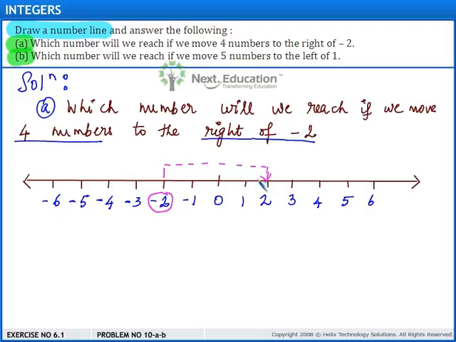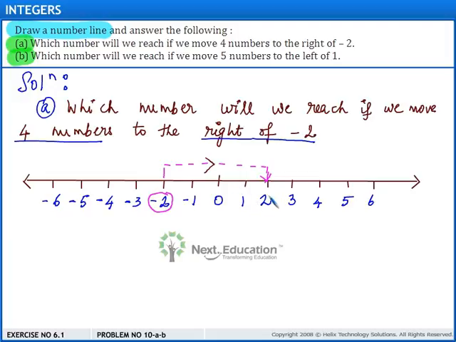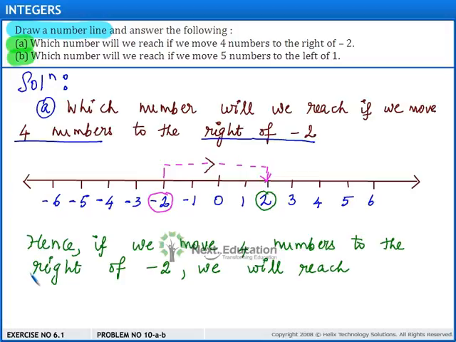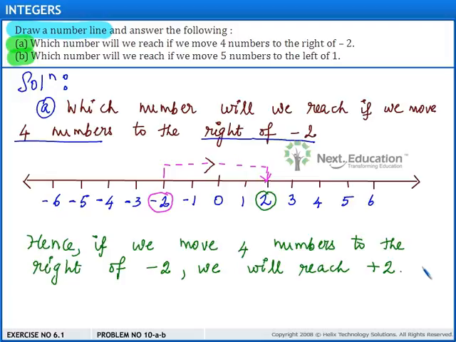After moving 4 numbers to the right of -2, we are reaching the number 2. Hence, if we move 4 numbers to the right of -2, we will reach +2. This completes the solution of part A.